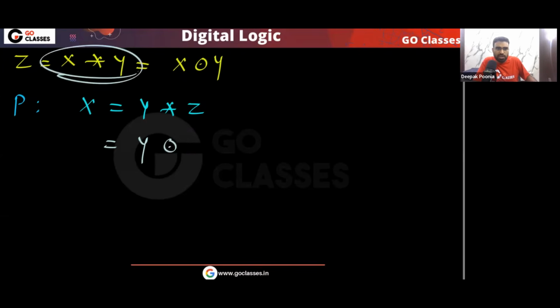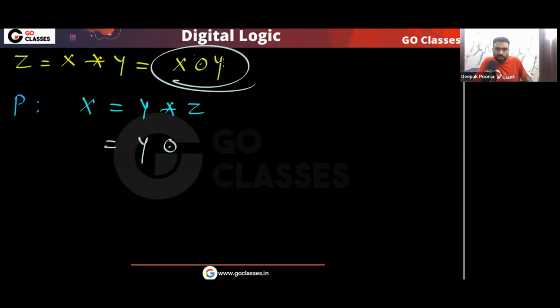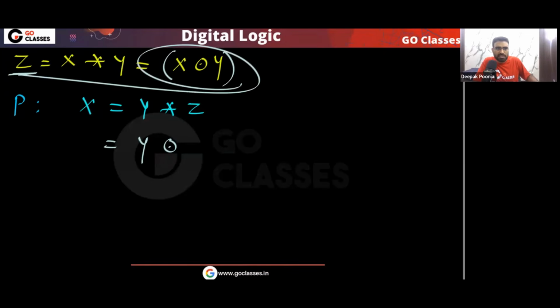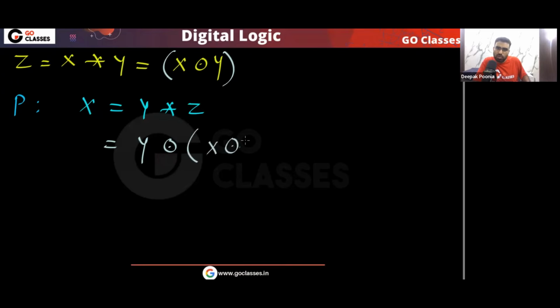So this Z we already know, that is X XNOR Y. So this Z I will replace with X XNOR Y. Yes or no? This is Z. Z is equal to X XNOR Y. So this Z I will replace with X XNOR Y. Very simple. Now you know that XNOR is commutative.